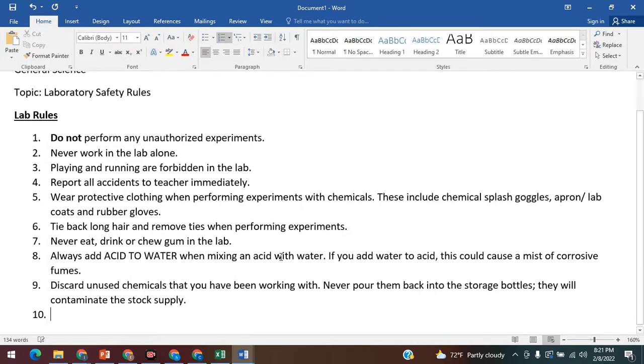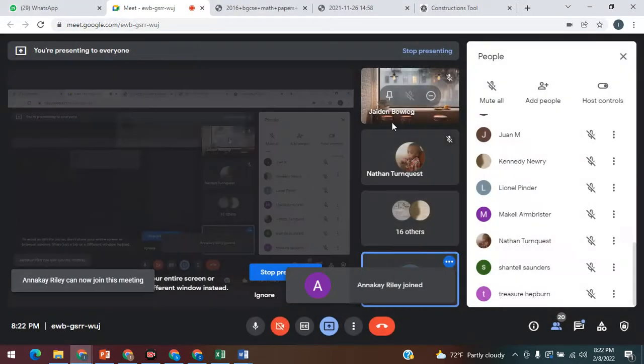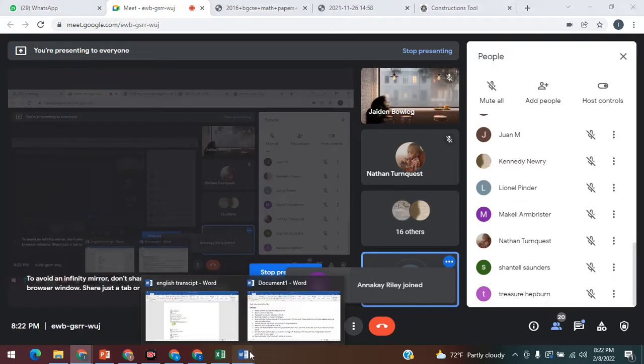So the next one has to do with heat. Never point a test tube that you are heating at someone. All right, so don't point any hot test tube at anyone. You don't want them to get burned or anything. So don't point anything hot at anyone.